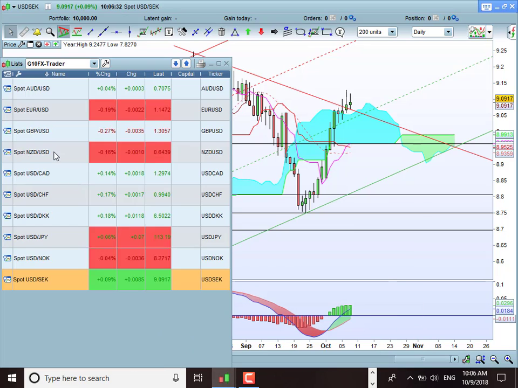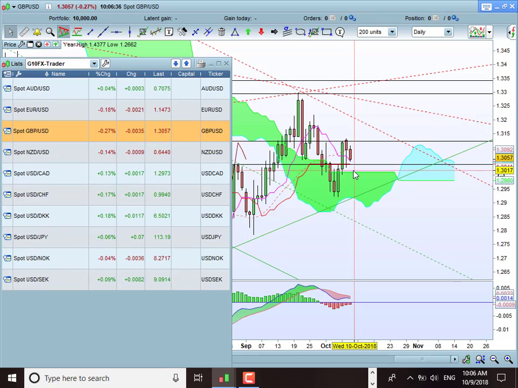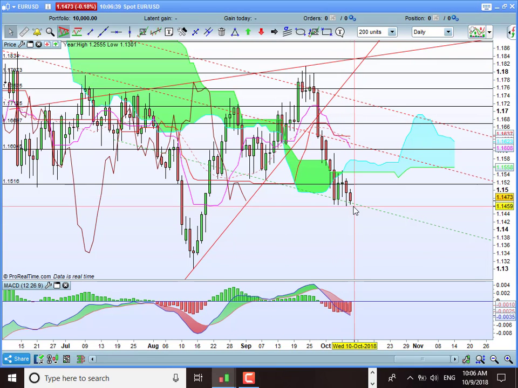Just from the main pairs, sterling USD, critical week ahead to see if support is going to come in here at the top end of the cloud, and the euro US dollar. Are we going to regain support there, or just stay in this current downtrend? We've had a MACD buy sell signal up here, so there are quite a couple of points in that trade.